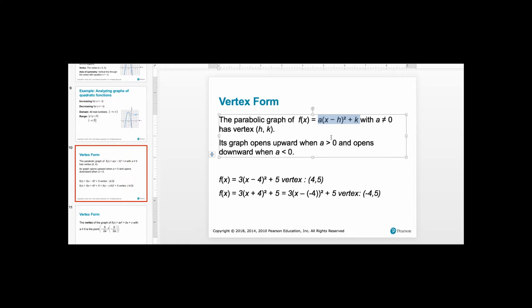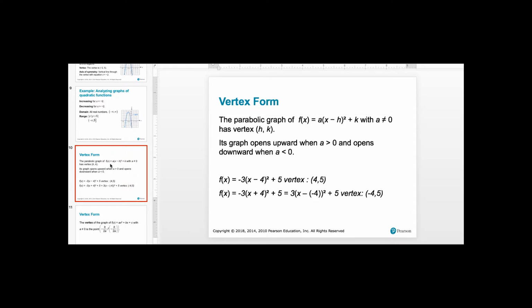Again, take note that a is the same a that we looked at in the symbolic representation. If it's positive, it opens up. If it's negative, it opens down. Take note that if I put a negative here, this does not change the vertex. So my vertex is still the same that I have here. In some cases, the quadratic would be in vertex form, and in some cases, it would not be.